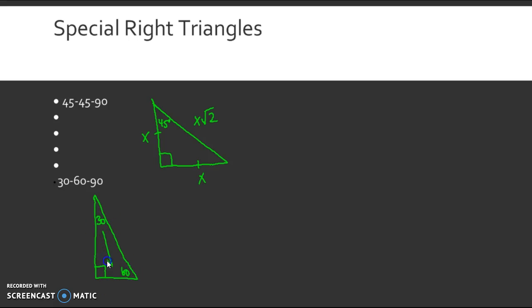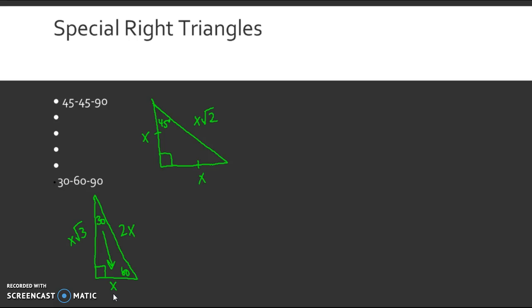So the short leg is always across from the 30, and that's the one we base everything on. So if I call the short leg x, to go from short to hypotenuse, we double it. So it's 2x, and to go from short to long, we multiply by root 3. The short leg is always the one you want, so if you're not given the short leg, that's always the first one you need to find.